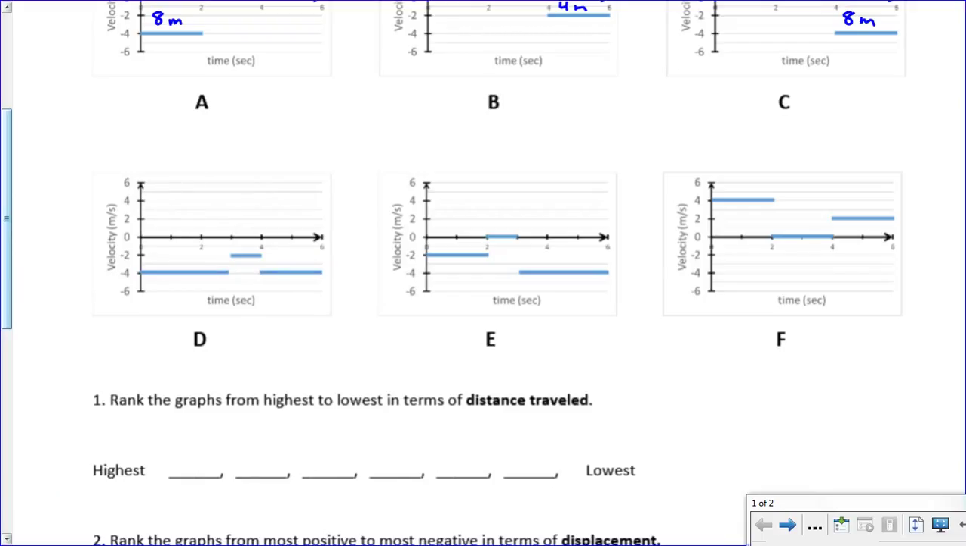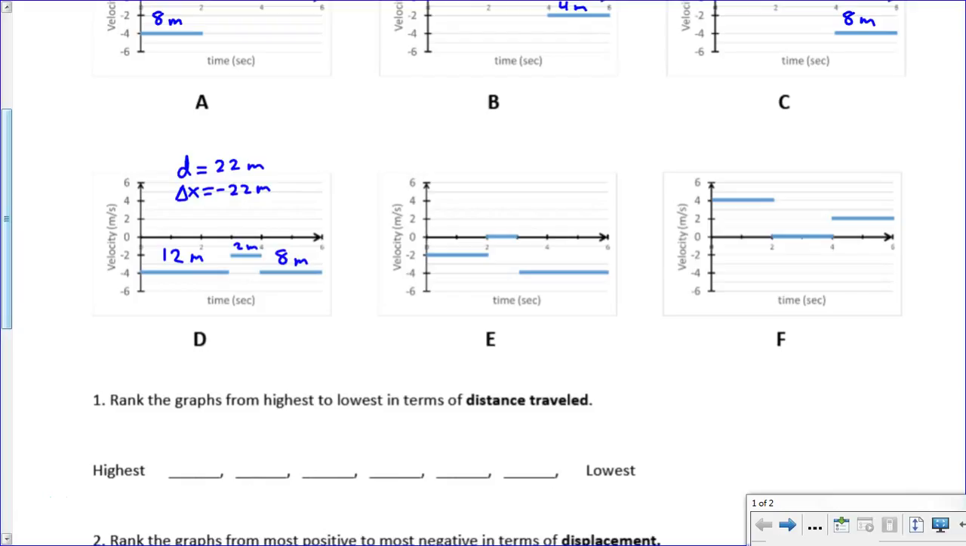So the first area there, it's a 3 by 4, so that means it travels 12. The second area, it's just a 1 by 2, so that means it's only 2 here. And then the third area is a 2 by 4, which makes it 8. That means if we add all these up, the distance traveled here is going to equal 22 meters. The displacement, though, since all of those are on the bottom, all of those are negative, is negative 22 meters.